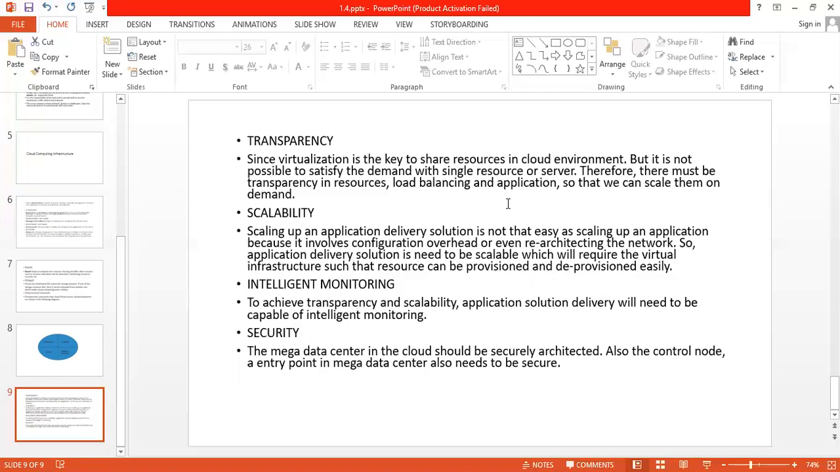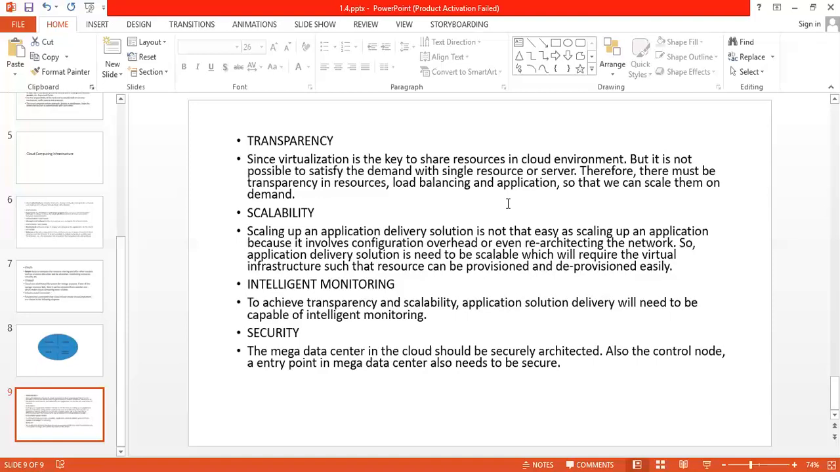Then intelligent monitoring. To achieve transparency and scalability, the application delivery solution will need to be capable of intelligently monitoring whether all the resources are being utilized properly or not, and if any device is requesting any resource, whether that device is getting that resource or not. All these things are monitored within the cloud computing infrastructure.